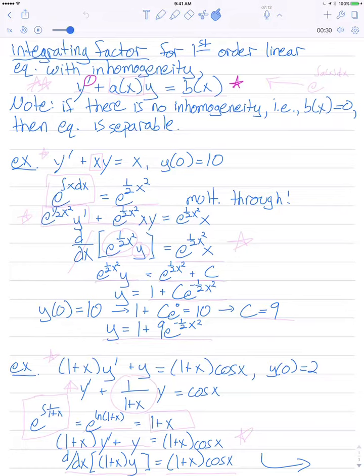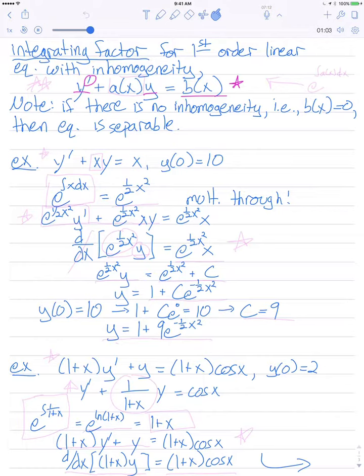Linearity we haven't talked too much about yet, but it just refers to the fact that the dependent variable is never multiplied by itself or any derivatives of itself or appearing inside of some nonlinear function. It only appears in a linear manner. And the inhomogeneity, of course, is this term over here. Note that if there's no inhomogeneity, meaning if b of x is 0, then the equation would be y prime plus a of x y equals 0, which is separable. So you could also, in that case, solve it by separation of variables.